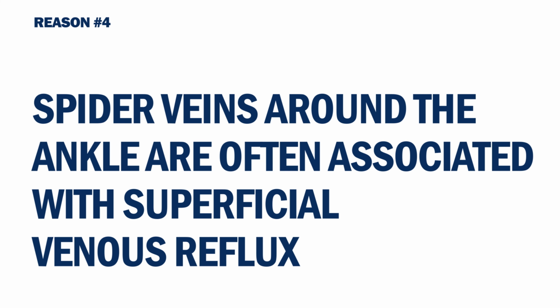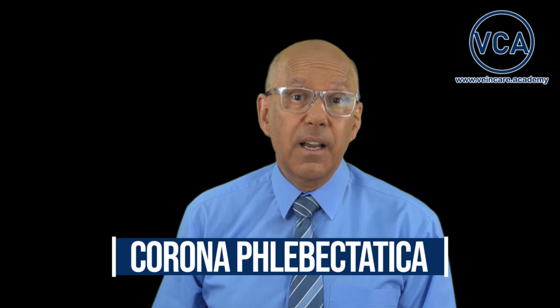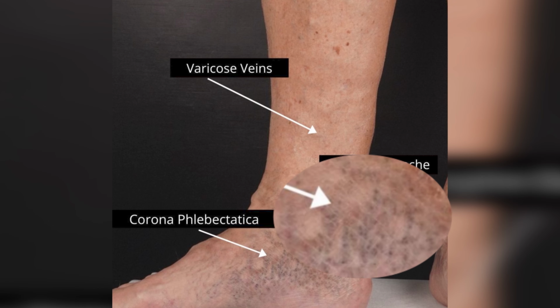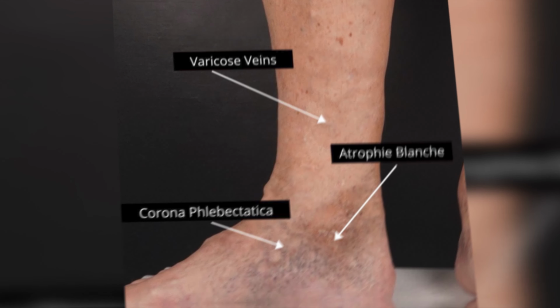The fourth and last reason is that spider veins around the ankle are often associated with a condition called superficial venous reflux. In fact, the condition called corona phlebectatica, which is a cluster of spider veins around the ankle as shown here, may be the only sign of superficial venous reflux. And that's not just a cosmetic condition. The association between superficial venous reflux and spider veins is therefore greatest around the ankle compared to other areas such as the outer aspect of the thigh.